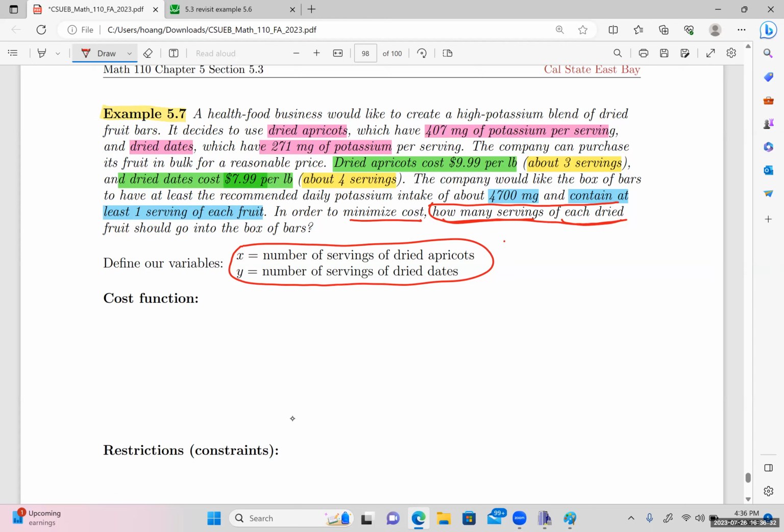So let's make the cost function first. I'm going to say here, apricot cost. Apricot cost how much? $7? Did that? No, $9.99.